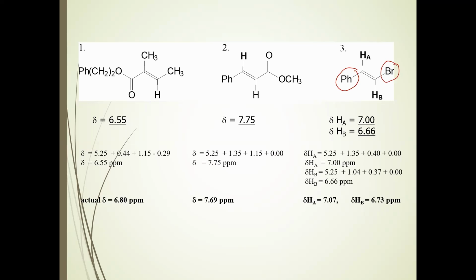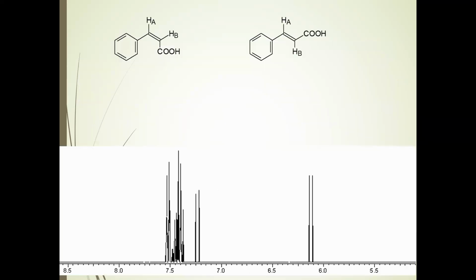And again, we have the calculated values, 6.55 versus 6.8. Again, not very good agreement. Occasionally, we do have the numbers off a little bit. 7.75 versus 7.69, good agreement. And then 7 versus 7.07, and 6.66 versus 6.73, fairly good agreement. What you'll find is while the values don't put you precisely on, they get you close enough that you can distinguish between cis and trans. And we'll look at an example where we are doing just that.